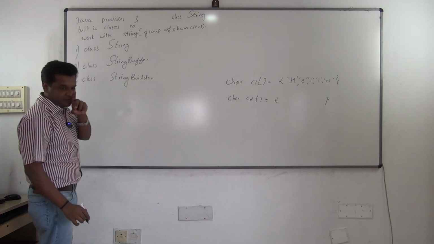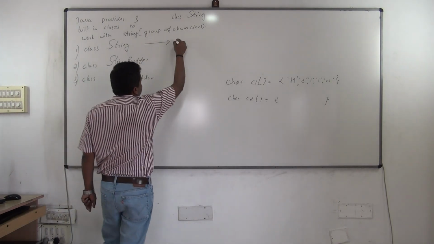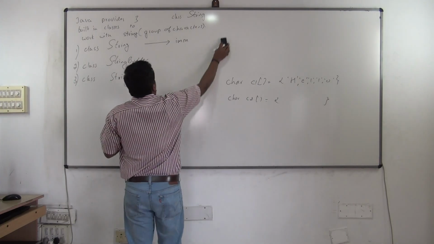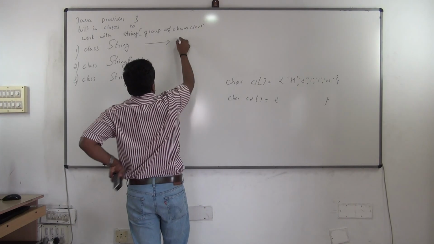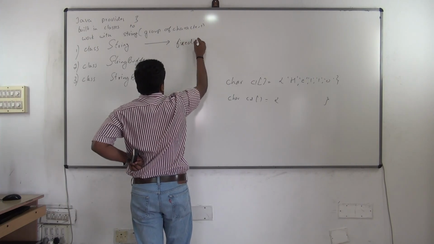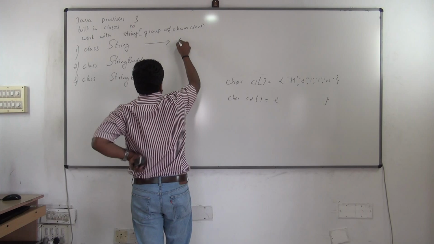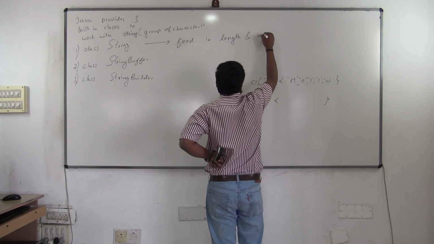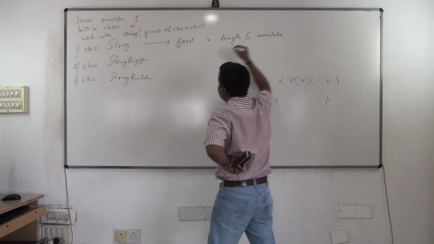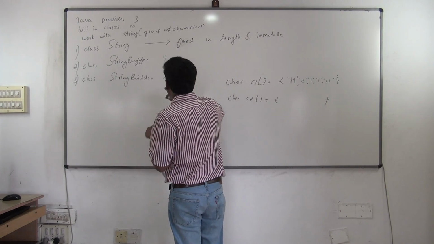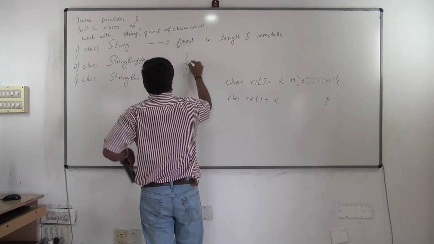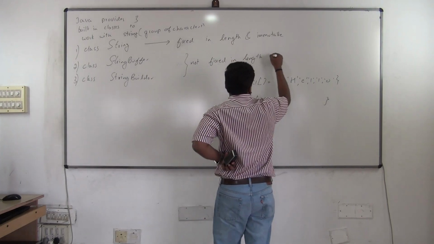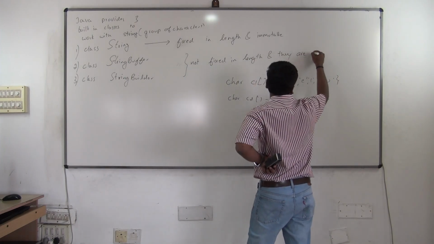So you're exploring the library, StringBuilder. Okay, see, String is immutable, we say. It is fixed in length and immutable. String is fixed in length, means you cannot modify a string. And immutable, we said, means you cannot change the value. These two are not fixed in length and they are mutable. Both are mutable, you can change it.